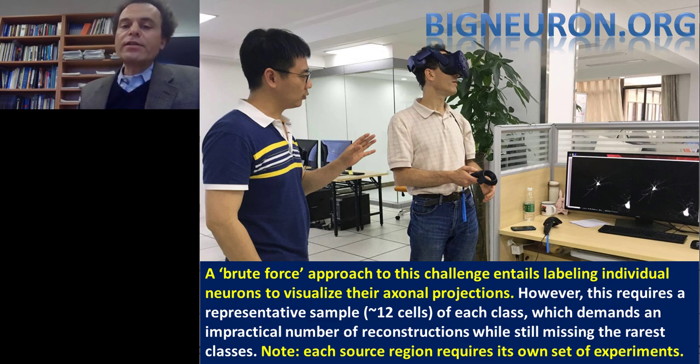However, this process is not very scalable, because even if we were to reconstruct only a representative sample, say a dozen or so cells for each class, this would in fact demand an impractical number of reconstructions. And you would probably still miss the rarest neuron projection types, for which there are fewest. Not only that, but this operation would then need to be repeated for every source region in the brain. So if one is interested in the entirety of the brain, with say 1,000 source regions, this would require a multiplication of 1,000 in experiments.